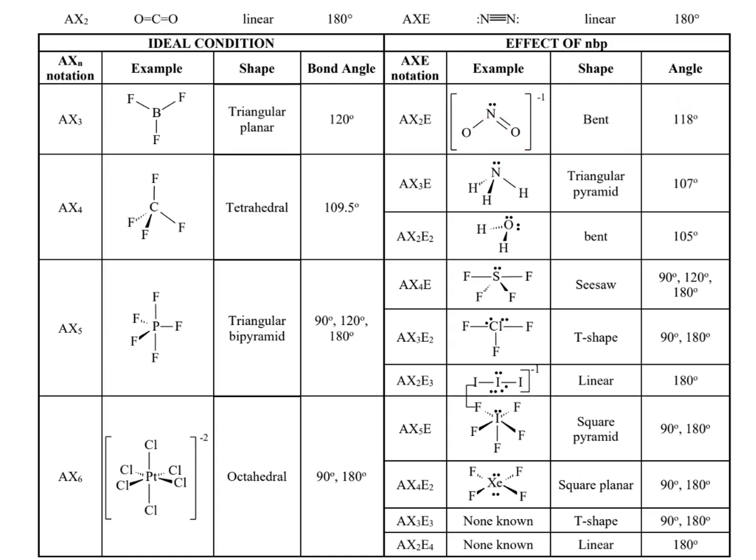And a general rule of thumb is that each lone pair reduces bond angle by 2 degrees. I don't spend a whole lot of time talking about bond angles, but I thought I would just share that with you.